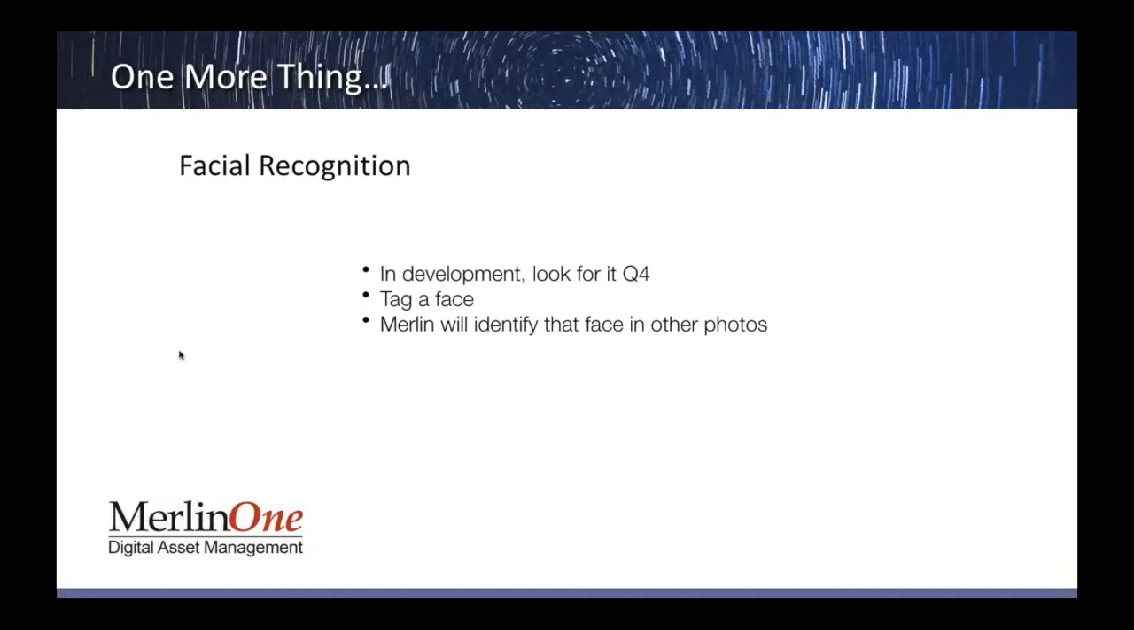Basically the way it works is you can tag a face, and Merlin will go through your other content and try to identify that face in all of your other photos. For those of you that are shooting events that have lots of people in it, I know one of your pain points is how to identify people easily after the fact. This is something that will help in that regard.